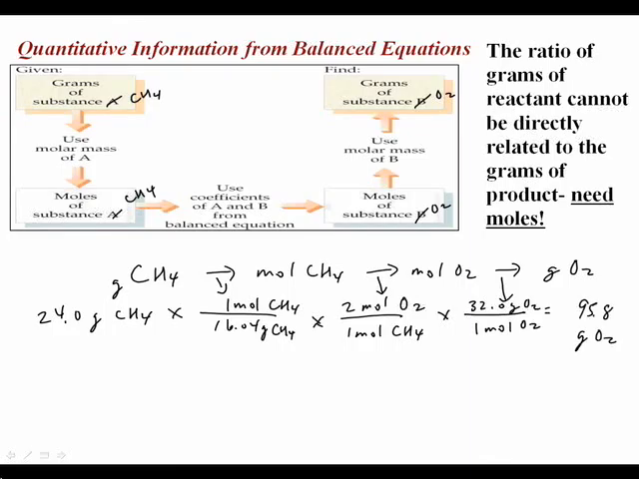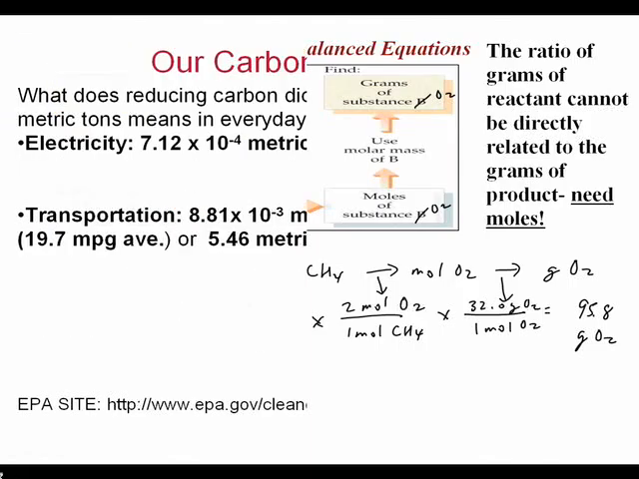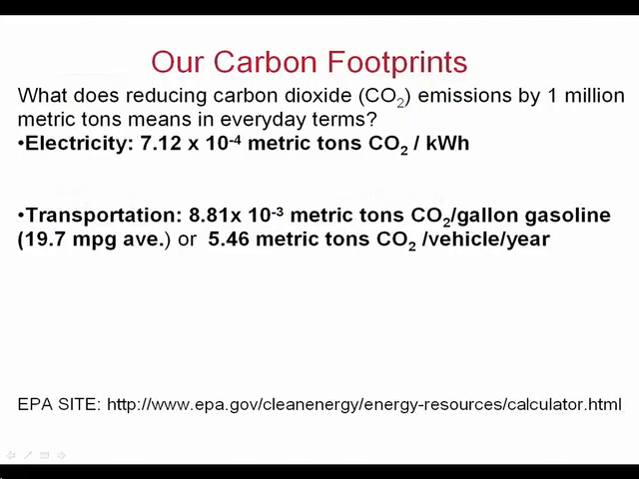And you can check your answer. 24 grams is about 1.5 moles of CH4, and this would require twice as many moles of oxygen, which is 3 moles of oxygen, and 3 times the molar mass is 96 grams. All right, I need you to practice that a bit, but there are homework problems to do so. It is important, and it's pretty straightforward.